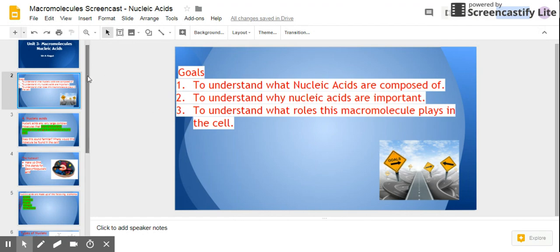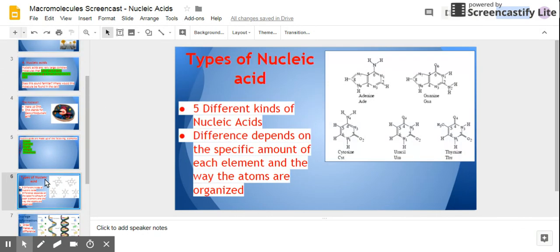We're going to look at the structure of nucleic acid as well. These are the 5 different kinds of nucleic acids that we're going to be focusing on. And they're different because of a couple things. They're different depending on the amount of each element that makes up the molecule, and also the order and the way it's organized. Just by looking at these carefully, we see there's a ring here and a ring here in this one, which is guanine, and this one is adenine. So they have 2 rings versus these ones, cytosine, uracil, and thymine, which only have 1 ring.